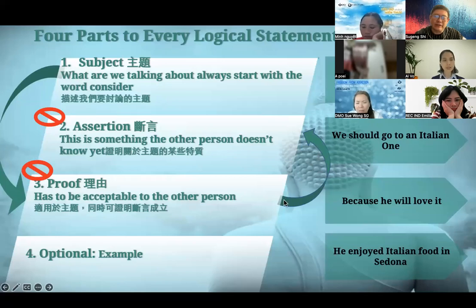So 3 checkpoints. First checkpoint, the reason has to be related to the subject. Second checkpoint, if the reason is correct, the assertion has to be correct. The third checkpoint is negative: if the assertion is incorrect, then the reason cannot be correct. These are the 3 tests that we need to do to ensure that the logical statement stands.